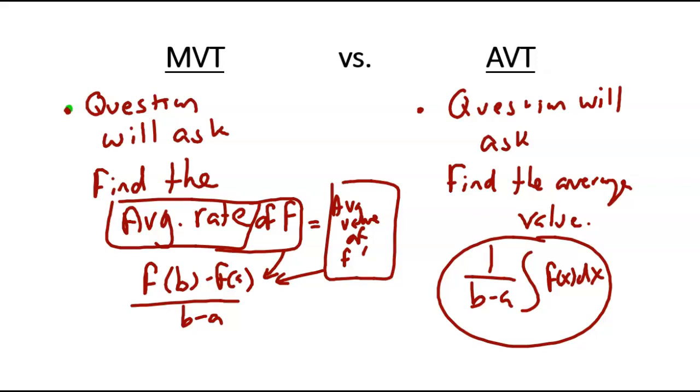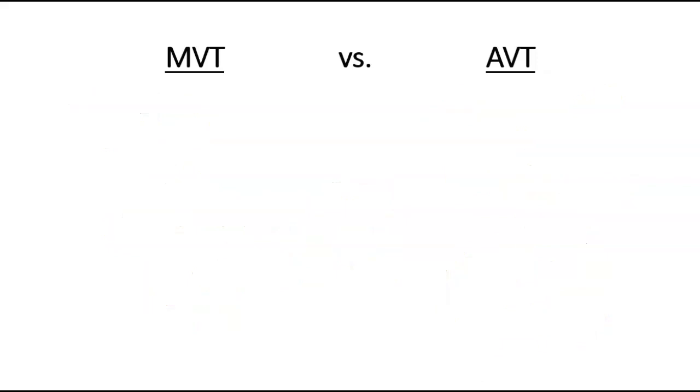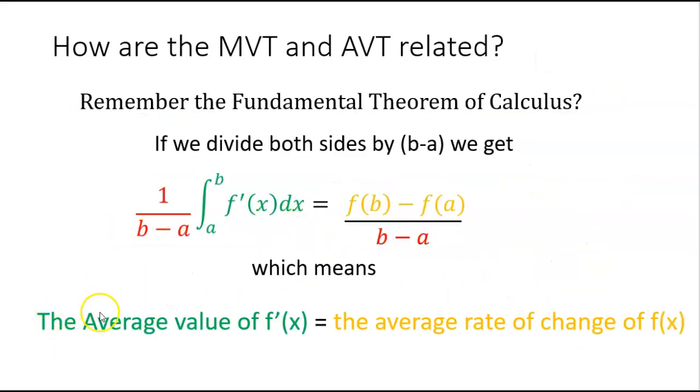So even though the concepts are almost entirely different in terms of what they find and how you go about finding it, they actually are very closely related to each other through the fundamental theorem of calculus. And you could just take that fundamental theorem of calculus, divide both sides by b minus a, and you get those two statements that I shared with you on the other slide. And it shows you how they're related. The relationship is that the average value of the derivative is equal to the average rate of change of the original. So that's where I will stop for the day.